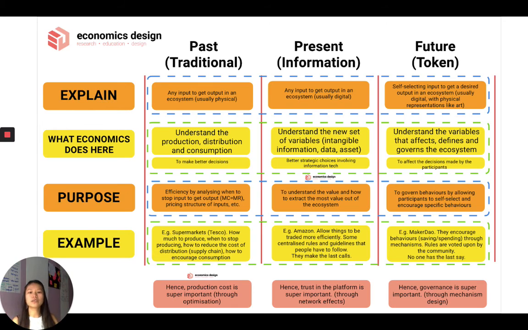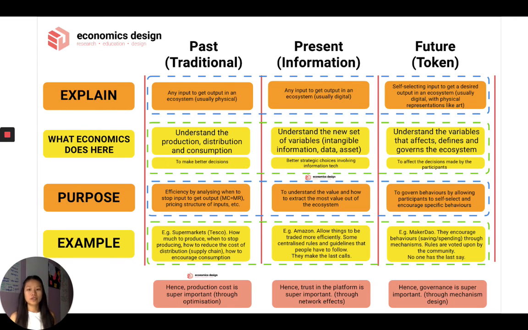With information economics, we want to understand the types of variables, which are intangible assets, and how they affect production, consumption, and distribution. So then we can make better strategic choices involving all the information technology or intangible assets that we have, which are part of the decision-making variables or factors. And token economics is to understand the variables that affect, define, and govern the ecosystem. And this is to affect the decisions made by participants in the entire ecosystem.